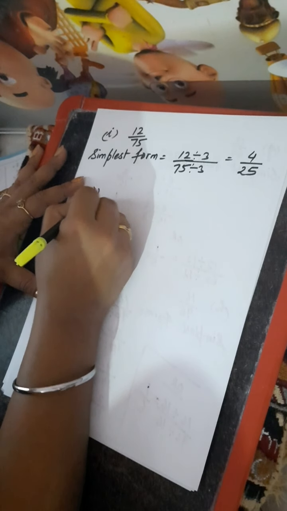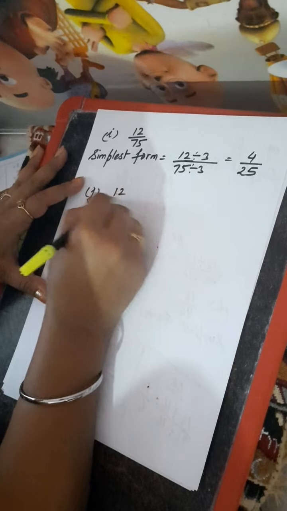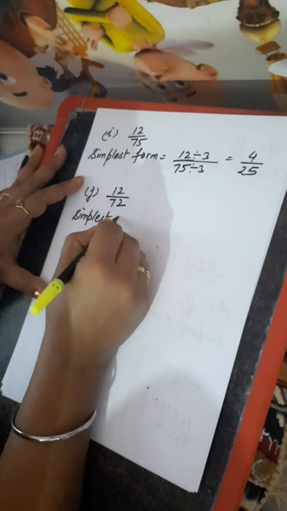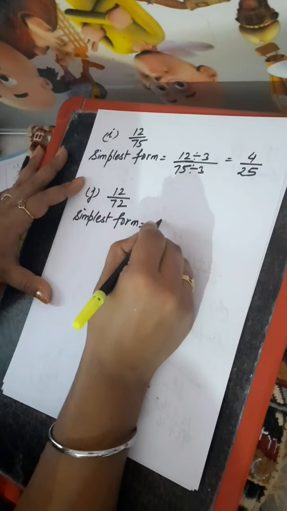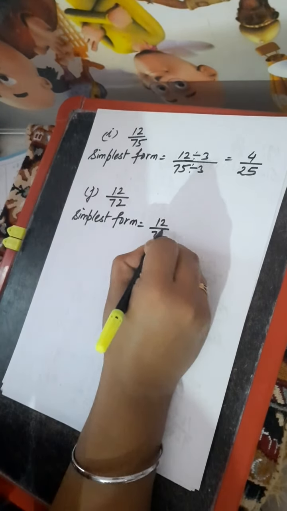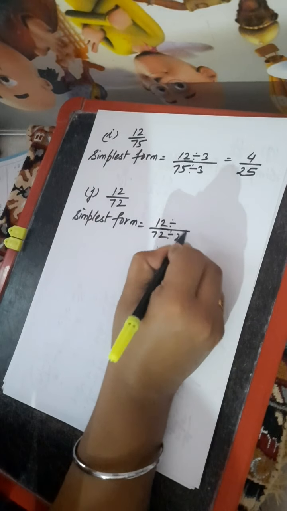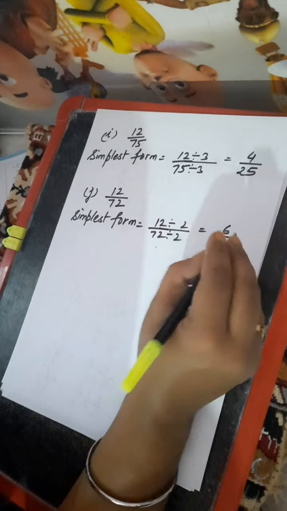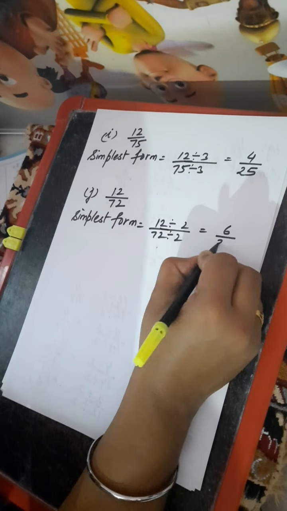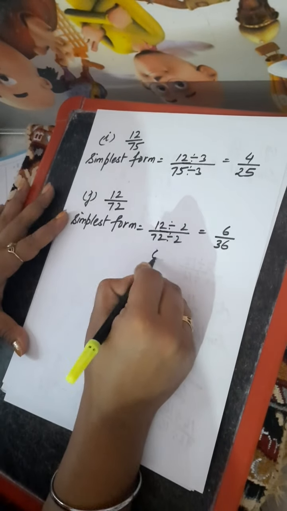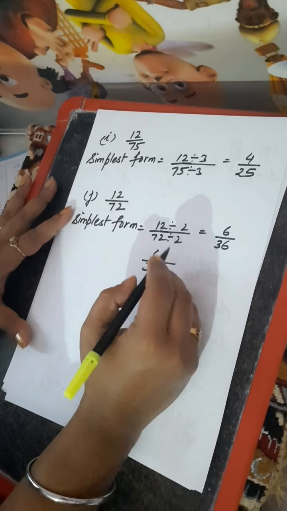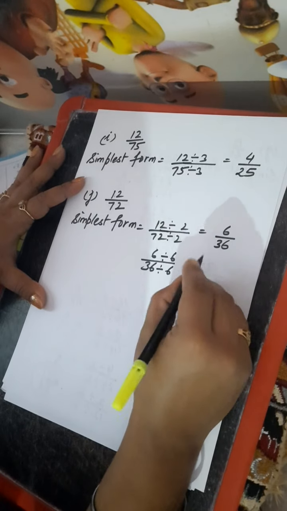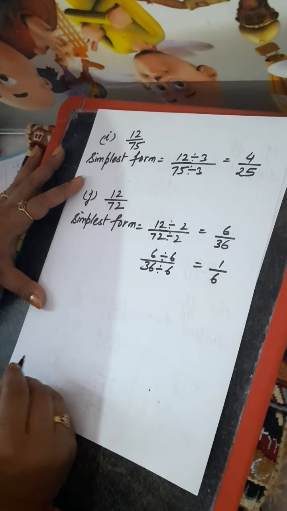Next we have J part. J part is 12 upon 72. Here we have the simplest form of 12 upon 72. Both are divisible by 2. 12 divided by 2, 6. 72 divided by 2, that we have 36. So 6 upon 36. You can also divide directly by 6. Here 6 divided by 6, 36 divided by 6, I will get 1 upon 6.